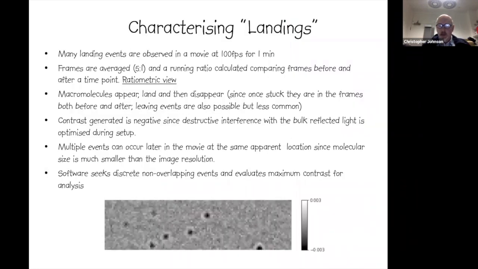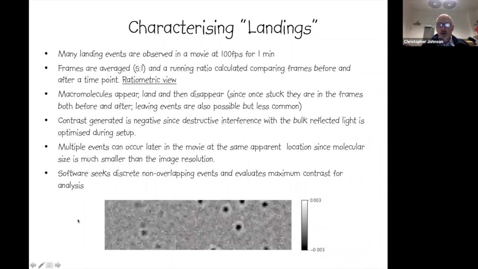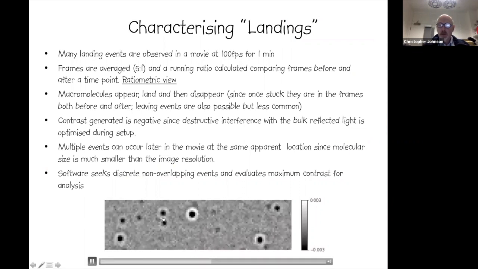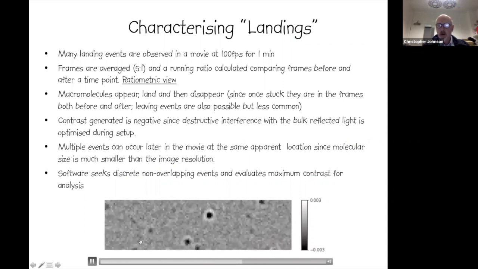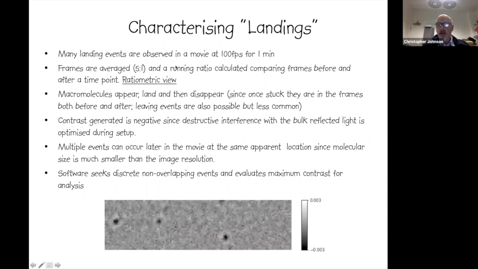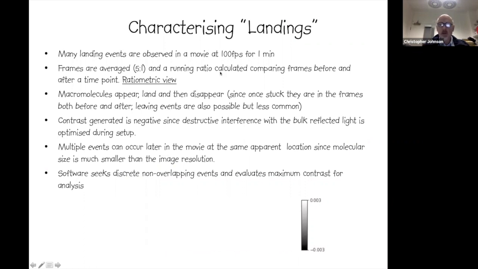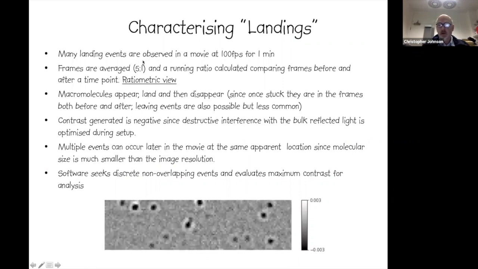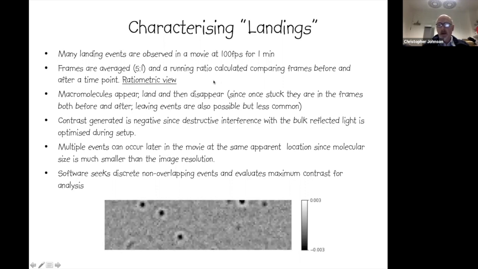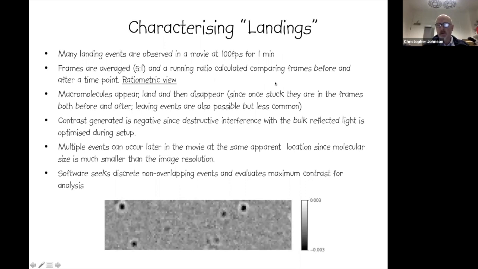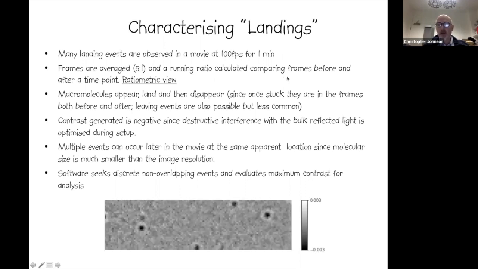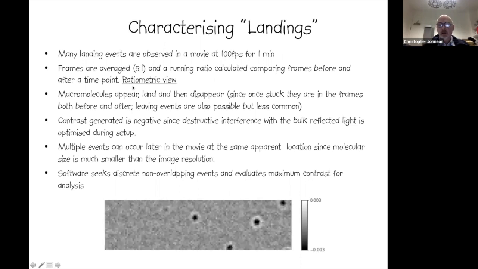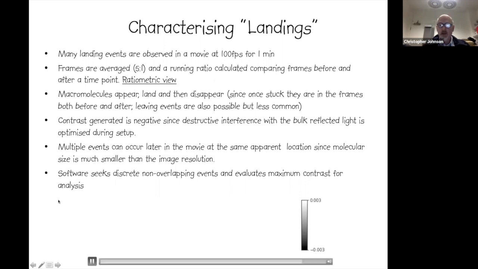So here you can see at the bottom, this movie is showing you what a typical experiment might look like. During the acquisition, we see these events occurring across the whole area of the field of view. And many landing events can be observed during that 1 minute. The frames in the movie are then averaged at a rate of 5 to 1, and a running ratio is calculated. And this ratio compares the first 5 frames with the next 5 frame average. And this so-called ratiometric view is used to generate these kind of movies.